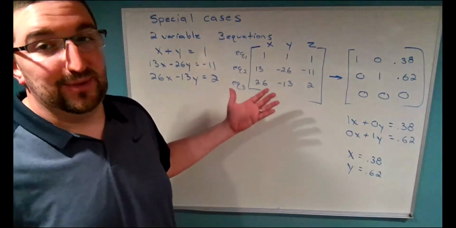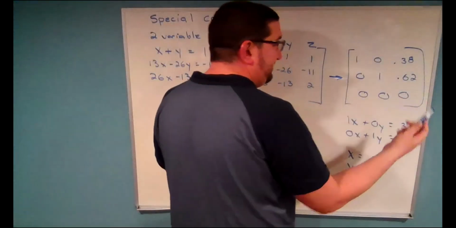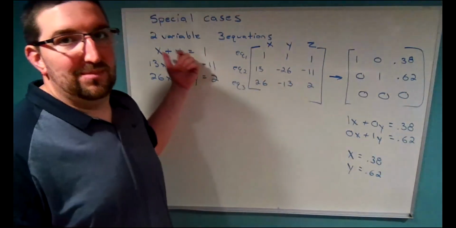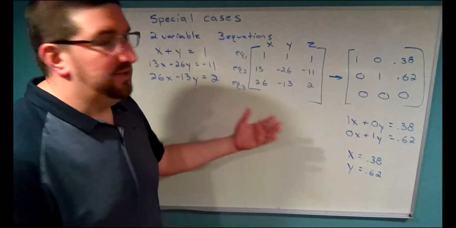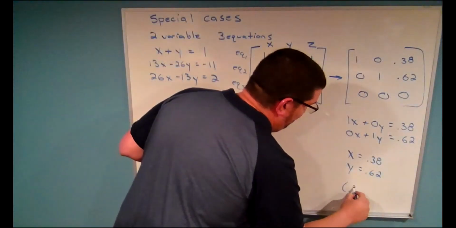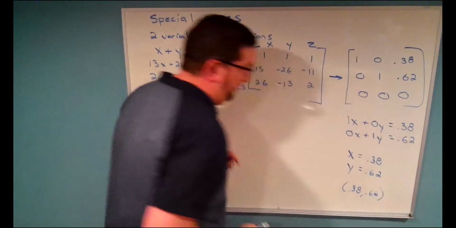This is a very special case, okay? So that bottom row doesn't always mean infinite solutions. It means infinite solutions if you have an equal number of variables and equations. So for this problem, we end up with a solution of 0.38 and 0.62.